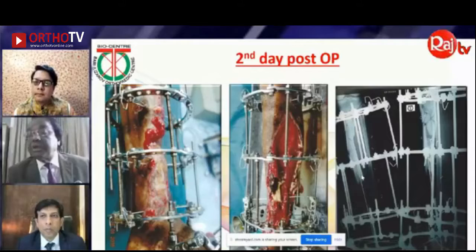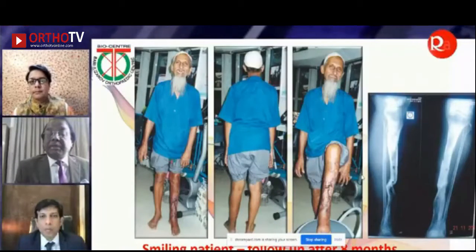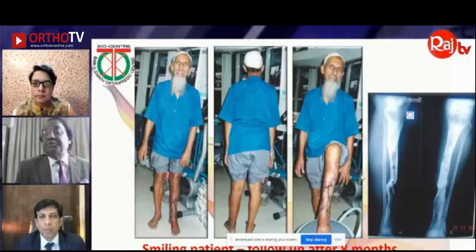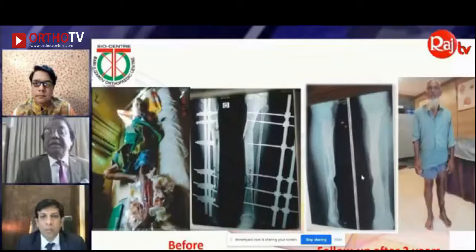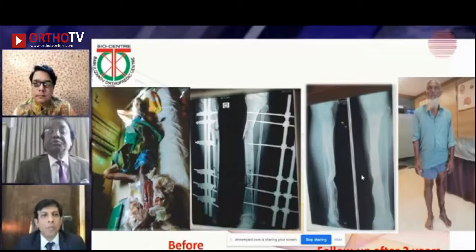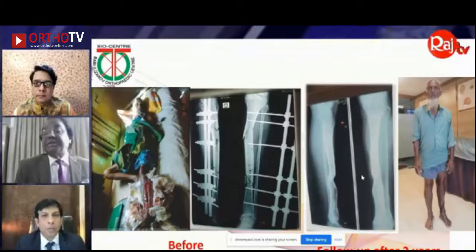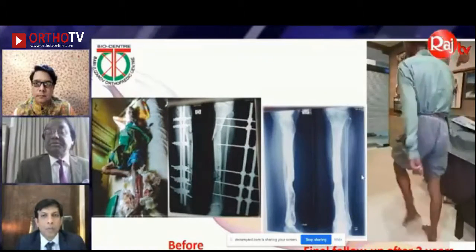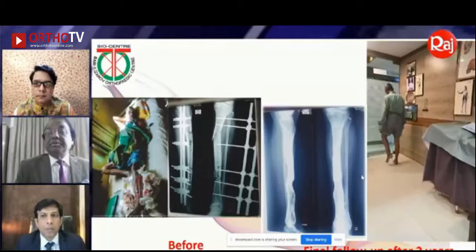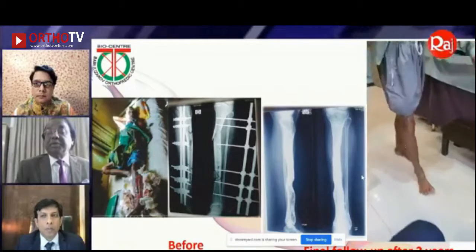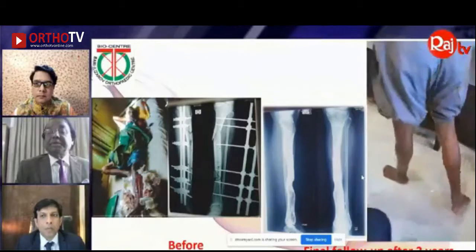It was treated in 2016 or 15, and then after 8 months follow-up, look at this. The infection was controlled, and good callus formation. After 2 years follow-up, you can see from that condition to this condition. So see how he is working. How he's working after 3 years follow-up. I told him to come to my place sometime so that I can keep the record.